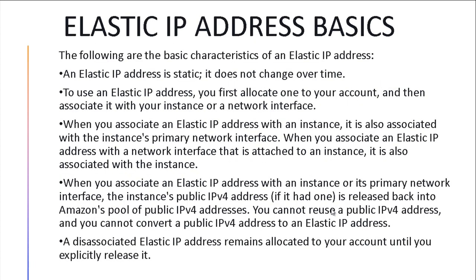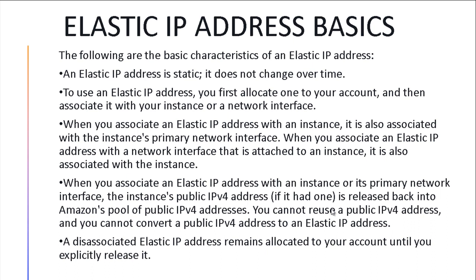So, some Elastic IP address basics. The following are the basic criteria of Elastic IP addresses. First point: an Elastic IP address is static. It does not change over time. To use an Elastic IP address, you first allocate one to your account and then associate it with your instance or a network interface. When you associate an Elastic IP address with your instance, it is also associated with the instance's primary network interface. When you associate an Elastic IP address with a network interface that is attached to an instance, it is also associated with the instance.